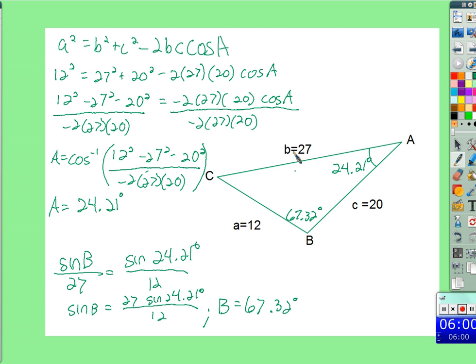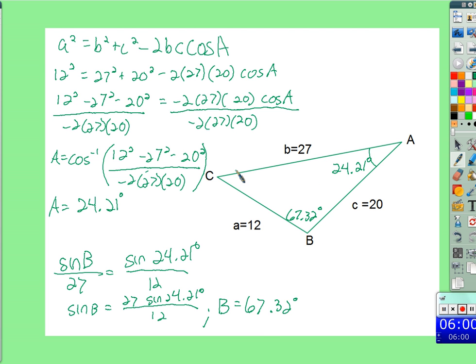Sine of B over 27 equals sine of 24.21 over 12. Solve for B, we get 67.32. Anybody else 67.32? I got 67.37. Probably because with all these decimals and rounding, if you are not rounding to the same number of decimal places that I'm rounding to, then we'll get different answers. I'm rounding to 2, and sometimes I'm not even rounding that much. Sometimes I'm using the big decimal that my calculator gives me and using that in the calculations. So that's why we're getting maybe 1/100 of a degree off, which isn't very much, unless the sides are really big.